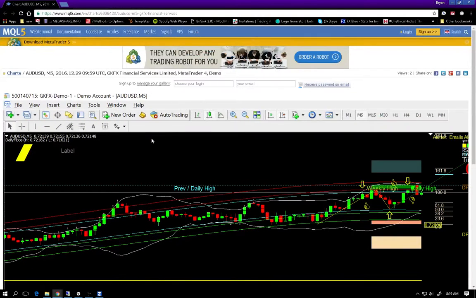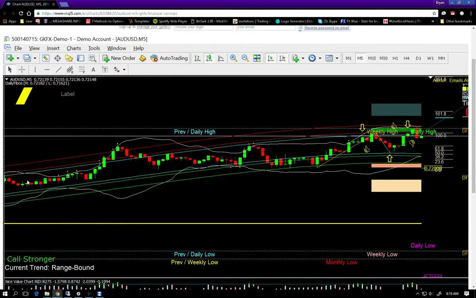Next one. This is AUDUSD. My issue with this one is it's a very tiny range. These candles would scare the shit out of me, but you pulled 2 out of 3 out of it.